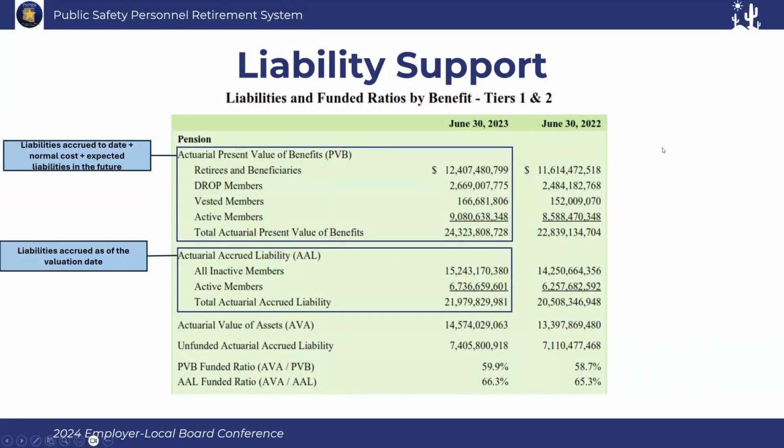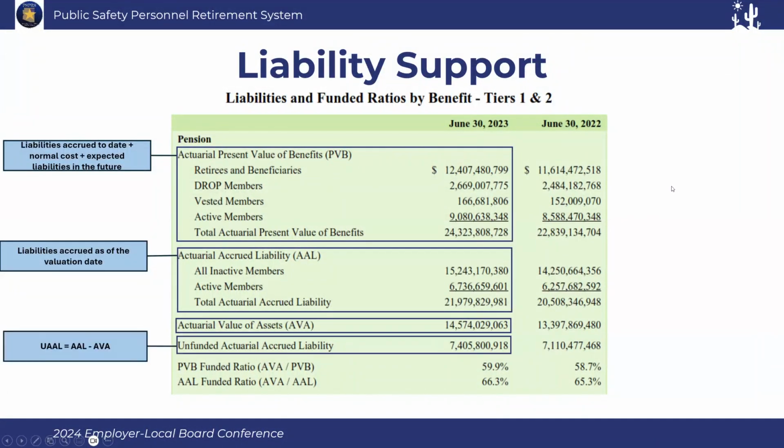The next one, which you may all be much more familiar with, is the actuarial accrued liability, and that's the liabilities accrued as of the valuation date. So everything earned up to that date by members and the value associated with that. Actuarial value of assets, that's the amount of assets counted into the plan up to that valuation date. And then the unfunded actuarial accrued liability, that's just the AAL minus the AVA, which is the number that I think many people are more familiar with.